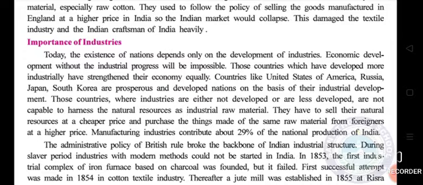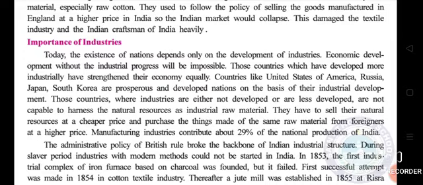Those countries which have developed more industrially have strengthened their economy equally. Whether our economy is strengthened or weakened depends on industry. Countries like the United States of America, Russia, Japan and South Korea are prosperous and developed nations on the basis of their industrial development. These countries developed because of their industrial development only.